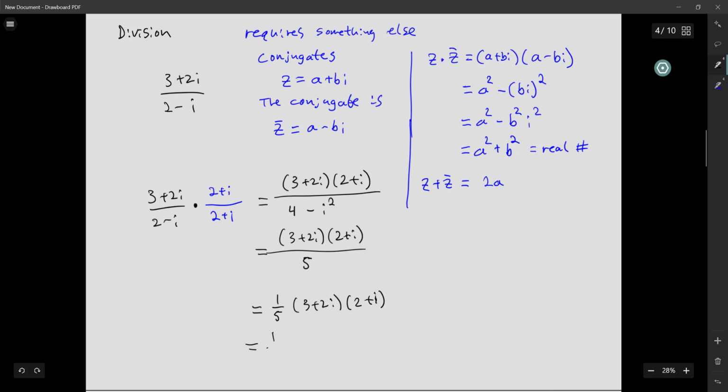And I'll deal with this multiplication. So I'll end up with, let's see, 6 plus 3i plus 4i, and then plus 2i squared, so that'll be minus 2 actually. So I'll end up with 1 over 5 times 4 plus 7i. And if I really wanted it all the way in the standard complex number form, a plus bi, then I would distribute, so I'd have 4 over 5 plus 7 over 5i.